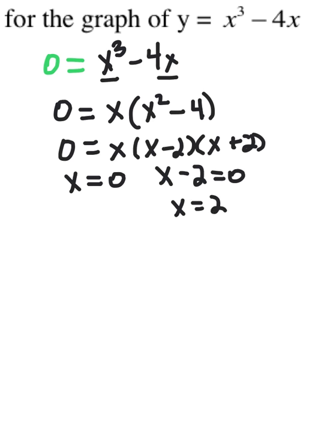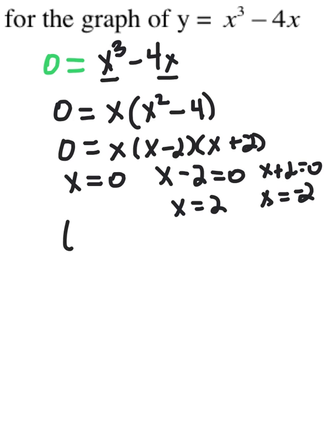So that's another one of my solutions, is that x is 2. Then I do the last one, x plus 2 equals 0. Now I have to subtract 2 from both sides. And I get x equals negative 2. All right, so I've got 3 x-intercepts.